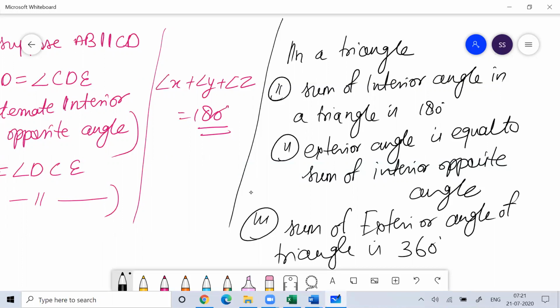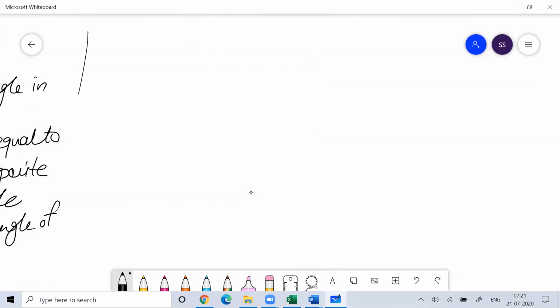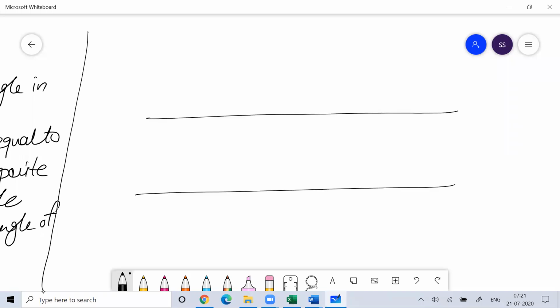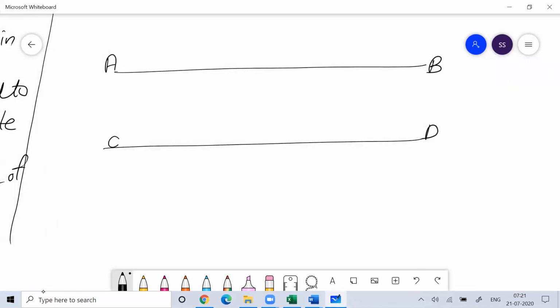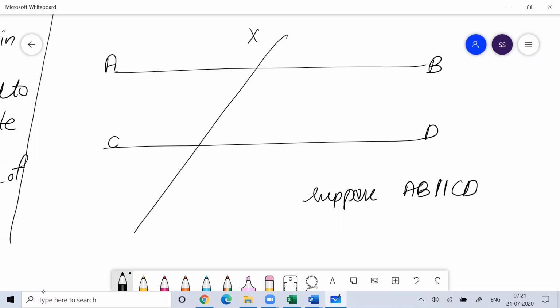One thing you can keep in your mind is that whenever two lines are parallel, suppose AB is parallel to CD, and you draw a line XY across them, then this XY line is called a transversal line.